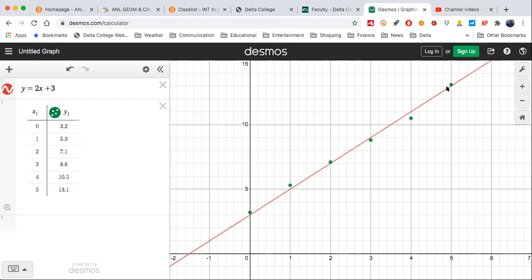Anybody heard of a linear regression before? I don't necessarily expect a yes there. No one's jumping out on that. So I'm guessing none of you have worked with a linear regression before, but we're going to come up with an equation that roughly fits and best matches these 6 points that I came up with. I'll show you how to do that in Desmos, and on the graphing calculator, the TI-84.